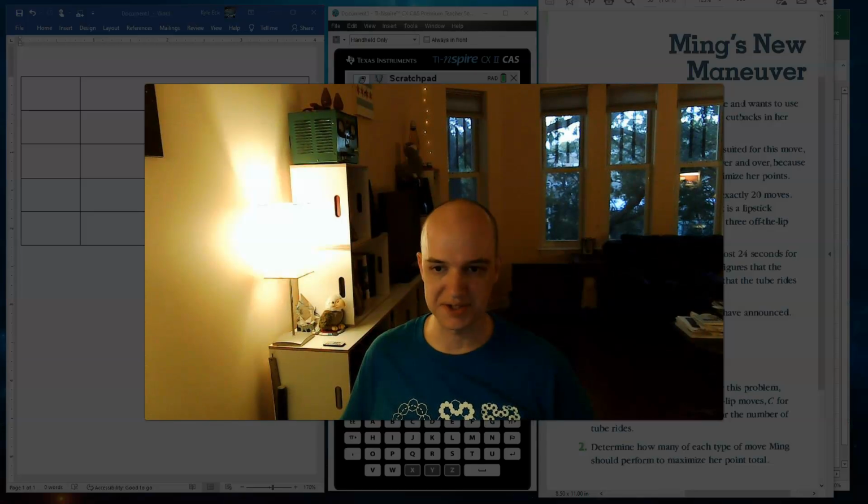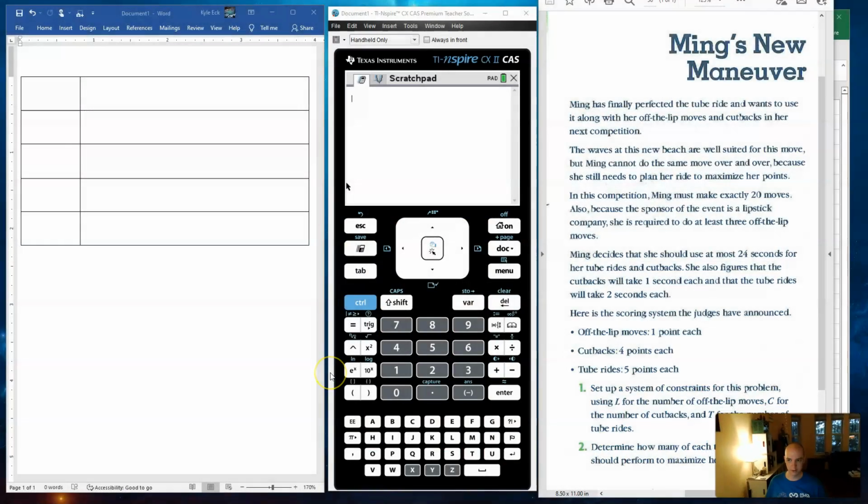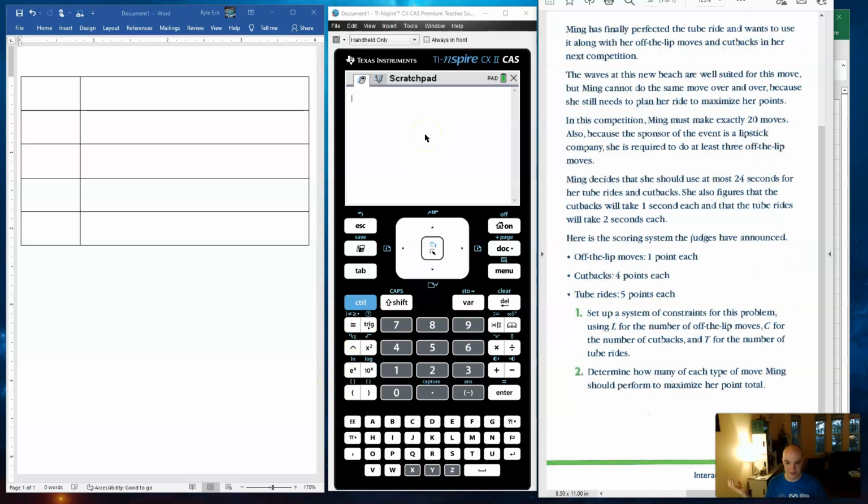Today we're going to look at how to solve the Math 3 problem called Ming's New Maneuver. And just one quick word on how to use this video. I expect that you have attempted this problem prior to watching this, and you're only watching because you're either stuck or you want to check your results. Watching the video is not a substitute for actually trying the problem, so I really encourage you to work along with me or play along at home. The problem's right here. So without further ado, let's get into it.